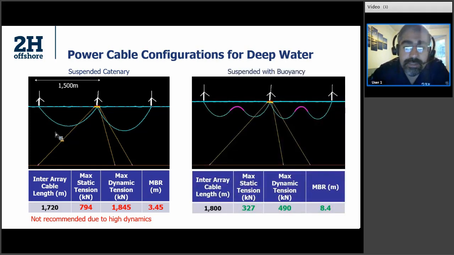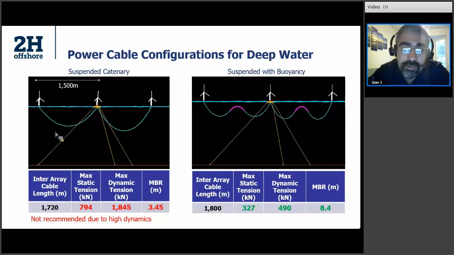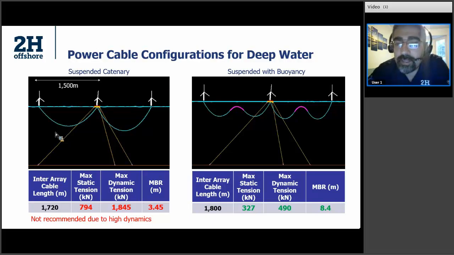And the better option is having suspension with the help of buoyancy modules. Once we start using the buoyancy modules, they reduce the tension, and they also dampen the dynamic motions. So we have a power cable configuration that can meet both the tension requirement and the MBR requirements with the suspended configuration. This is only viable in deep water, and I guess this is an opportunity.